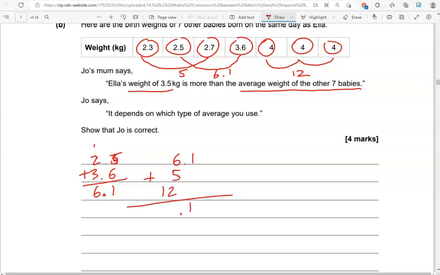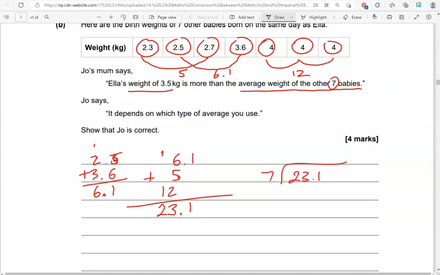6 and 5 is 11, and the 2 is 13. So 3 down, 1 carried over, 1 and 1 is 2. So 23.1. Now divide by how many there are, that's 7 numbers. So divide that by 7.